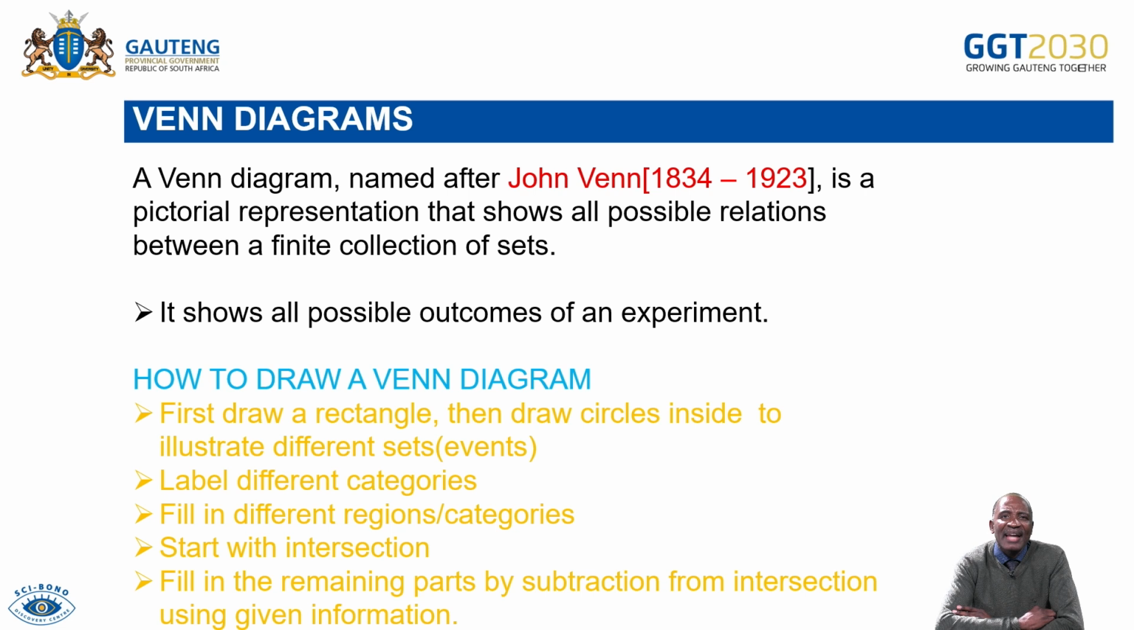So a Venn diagram, named after John Venn, is a pictorial representation that shows all possible relations between a finite collection of sets. You saw earlier on when we were looking at an outcome table, there was a collection of some elements for the dice. There was a collection of some elements for the coin.